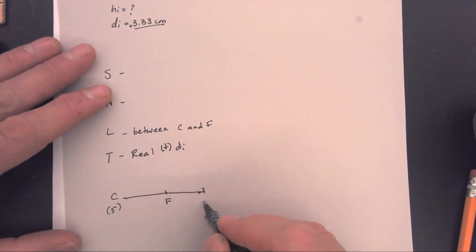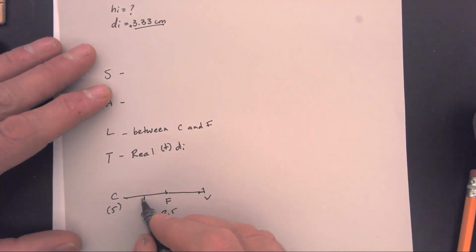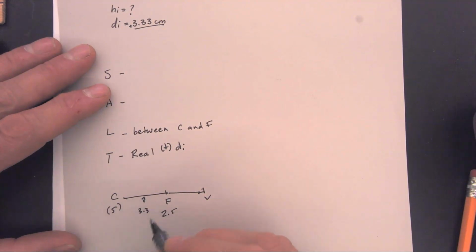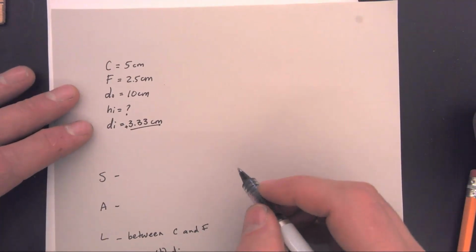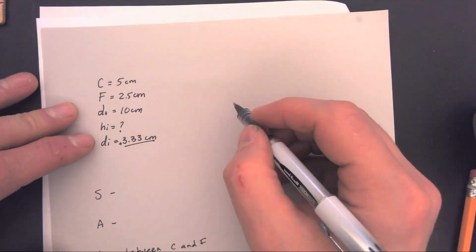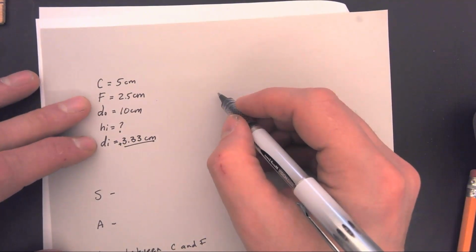We know C is 5 from the question, and we know that F, which is half of C, is 2.5. So it's 3.3. It's somewhere in the middle between C and F. What we still have to figure out is the height of the image.